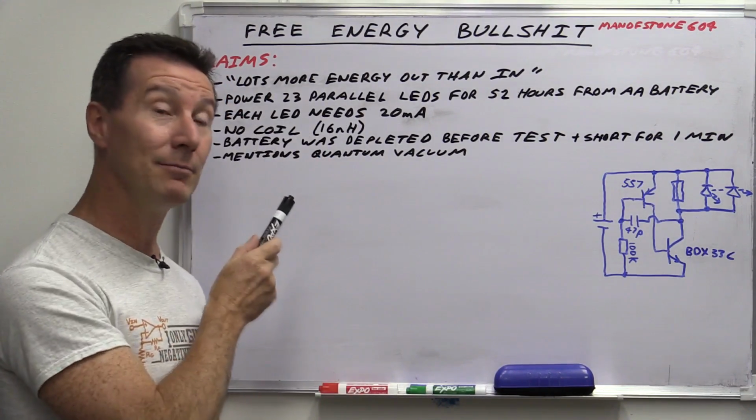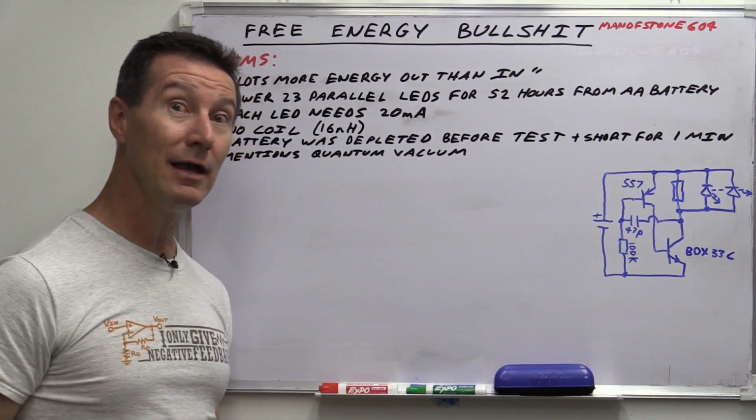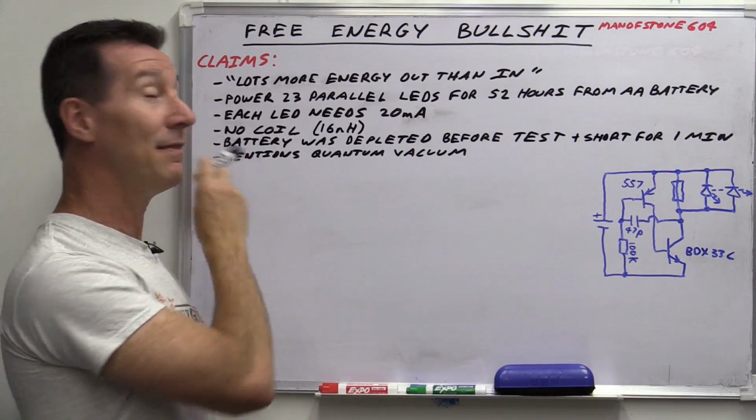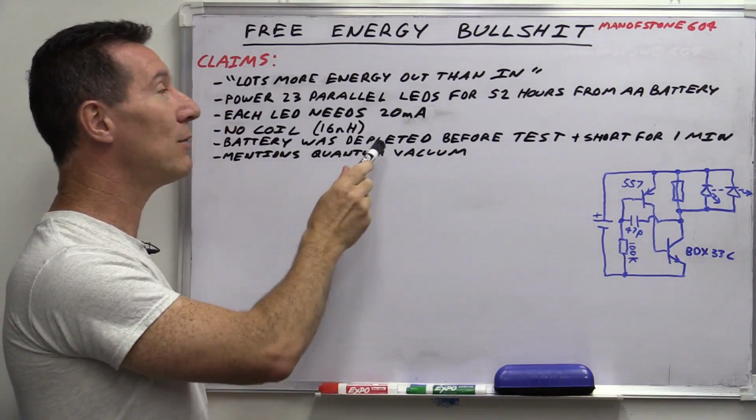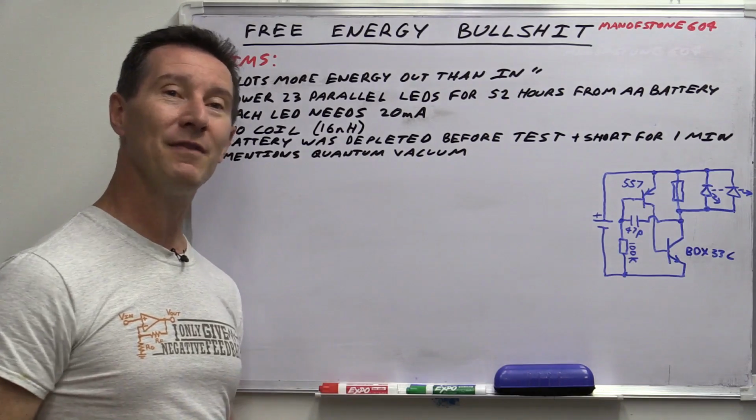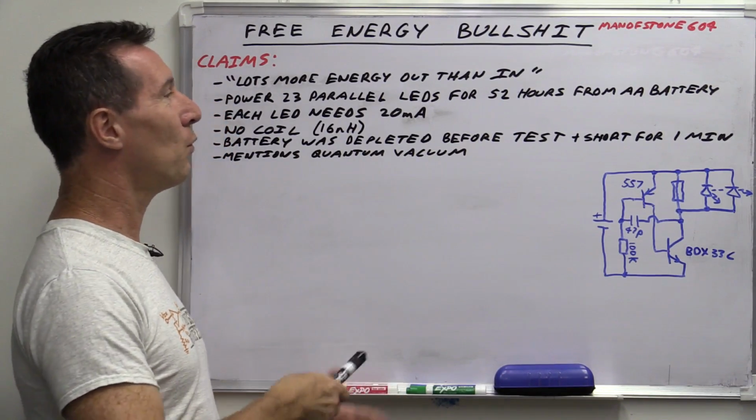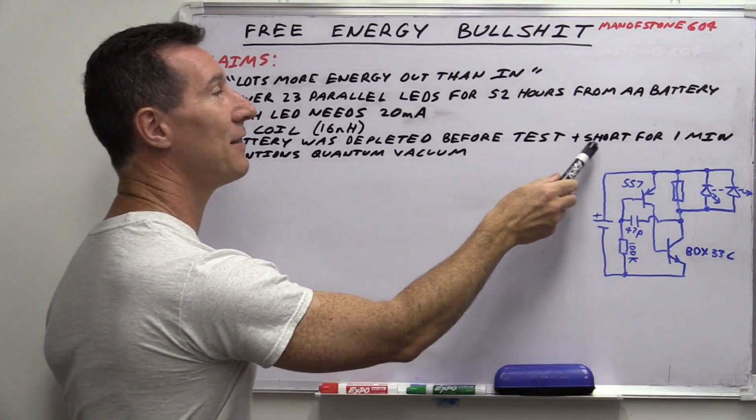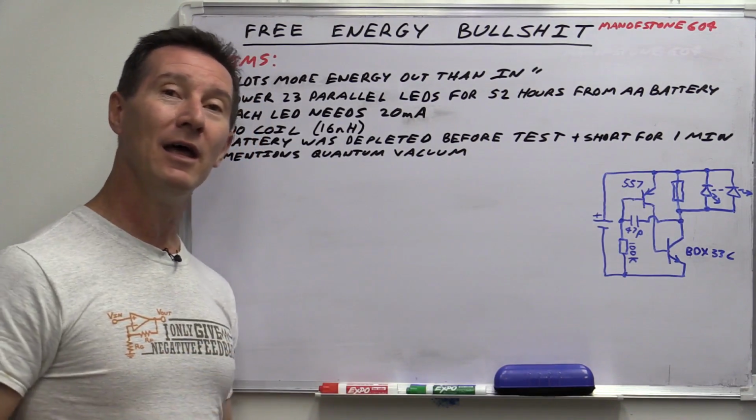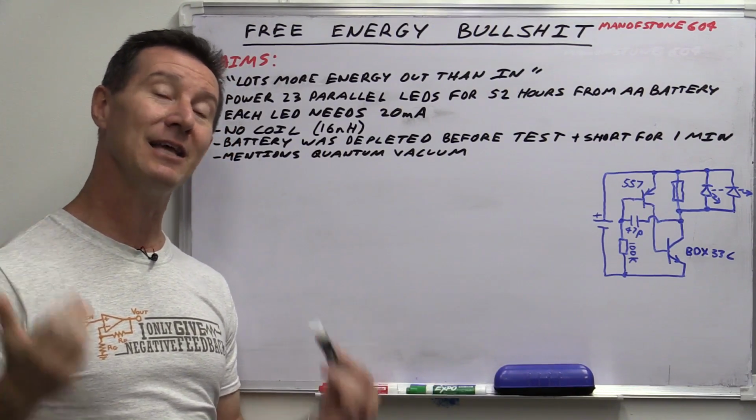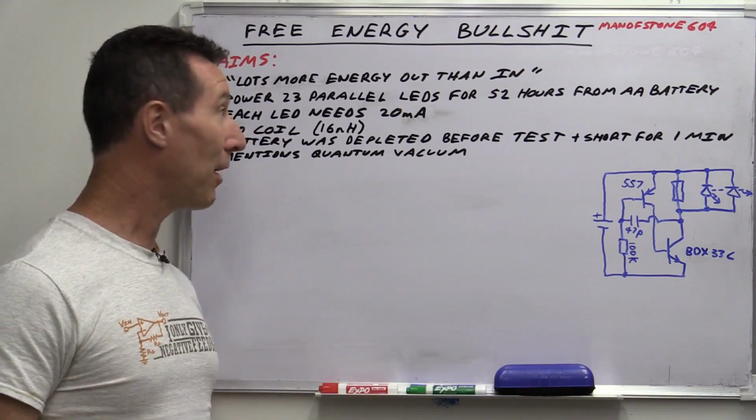And he also claims that there's no coil in his circuit. We'll take a look at that. And he also claims, and this is very important, that the battery was depleted before he started the test. It was just some old junk bin battery he had from wherever, and crucially that he shorted it out for 1 whole minute as well. So he's claiming that it actually had less capacity than what it was supposed to.